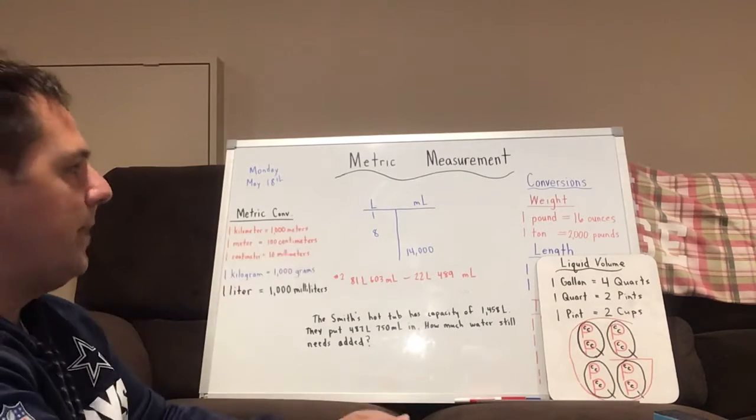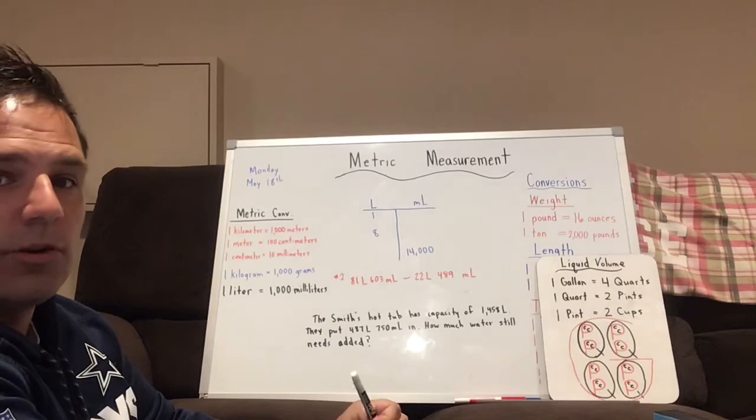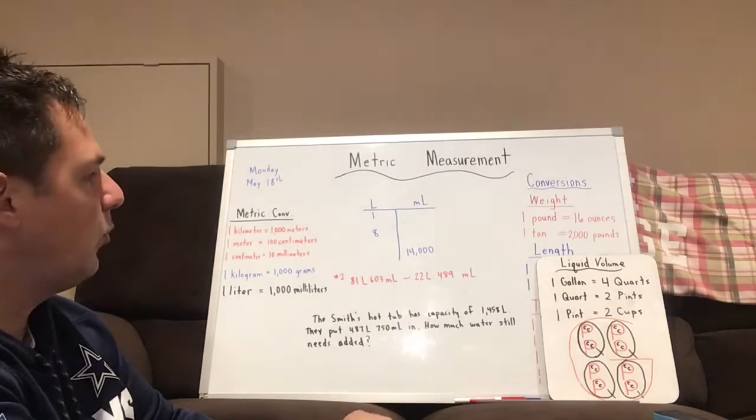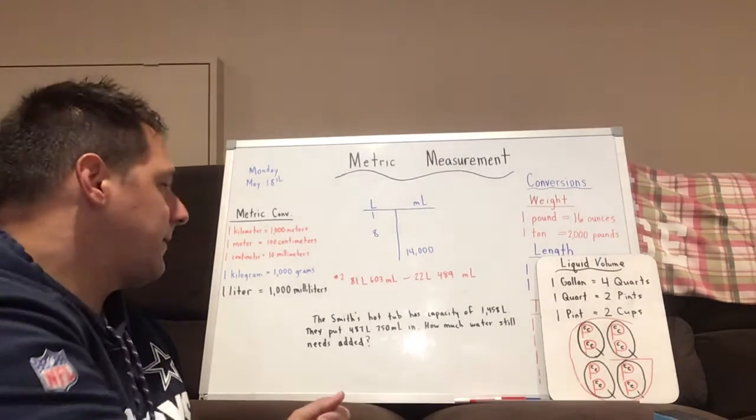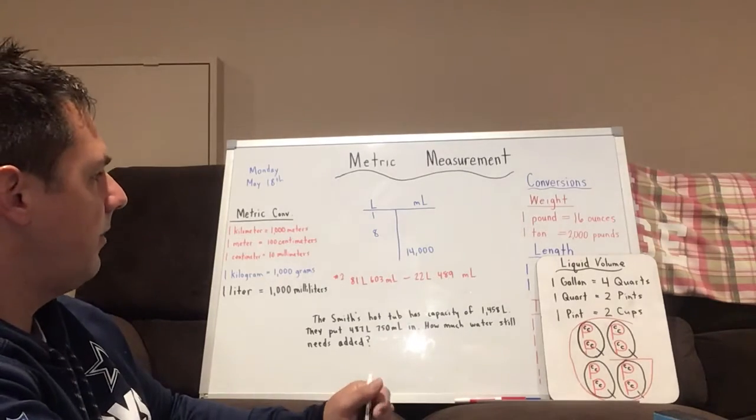So again, metric measurement, we're working with pretty easy conversions, just normally times 1,000, times 100, things like that. You have 3 different types of problems you're going to work on today, so I'm going to go through them with you.